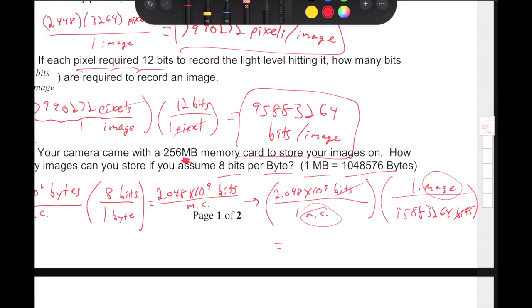9588364. Boom. So that ends up being 21.359 images per this one memory card.